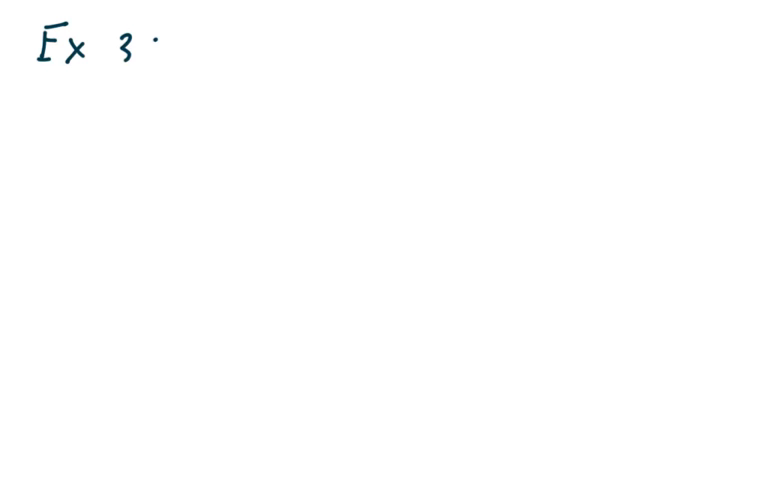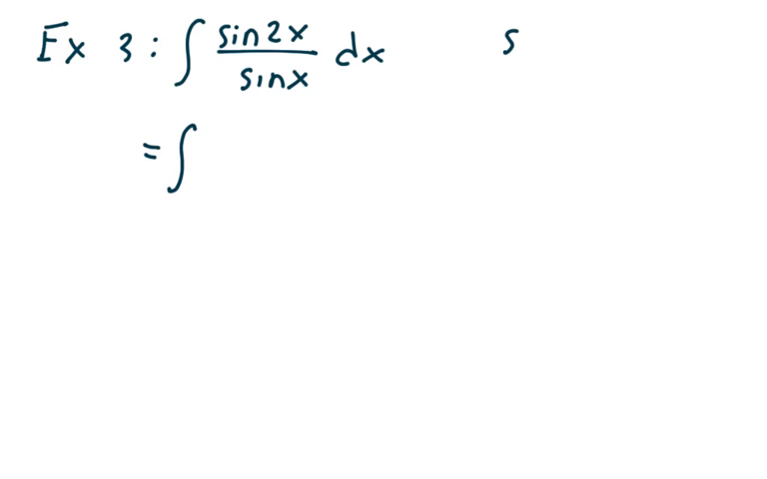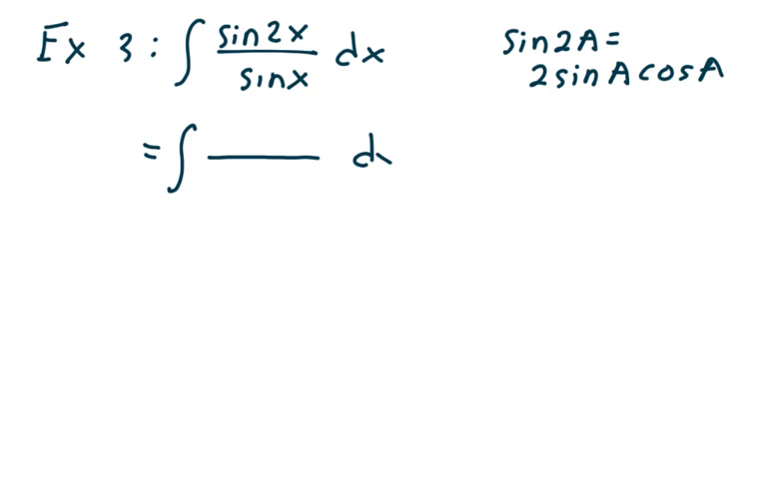Example 3. Suppose I had the integral of sine 2x divided by sine of x dx. When you do a problem like this, remember that sine 2a is 2 sine a cosine a. So that's the double angle identity for sine. And so I'm going to take that and use this in the problem. So I'm going to write sine of 2x is 2 sine x cosine x.